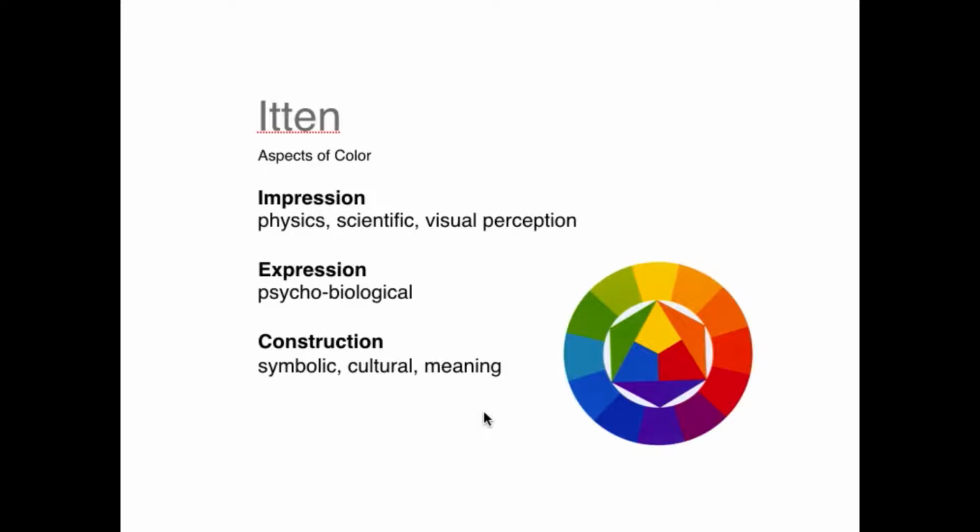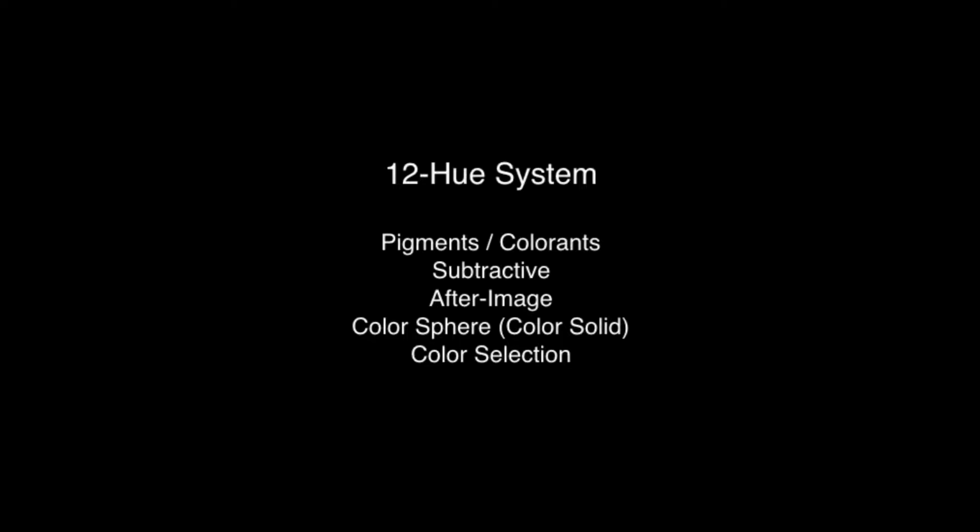When you're trying to communicate trust, you're going to use a dark blue in Western culture. In Eastern culture, in Asian cultures, you're going to use red for good fortune and wealth and prosperity. It's the construction aspect that varies culture to culture. The impression and the expression are both more on the absolute side, both more on the, shall we say, provable or scientific side. So the 12-hue system specifically deals with pigment or colorants.